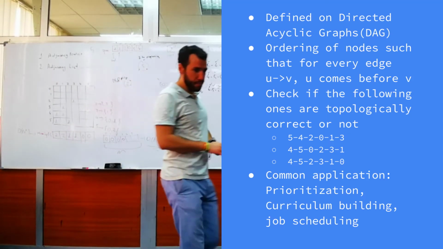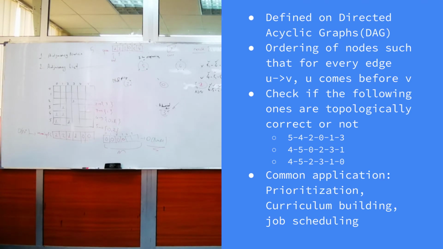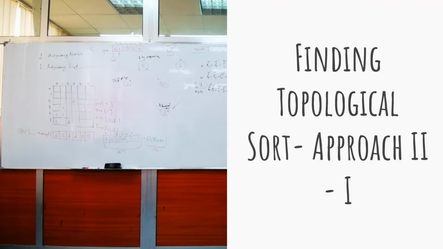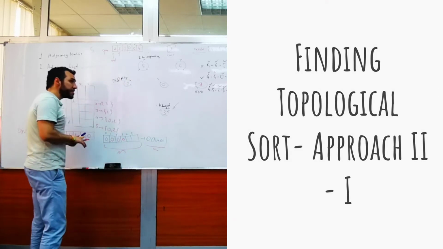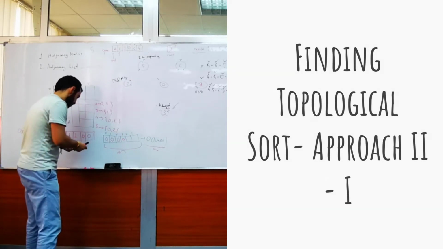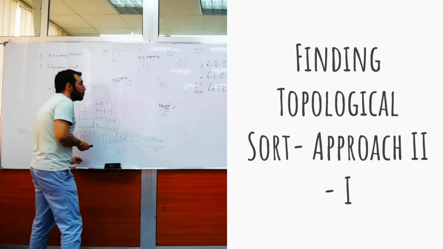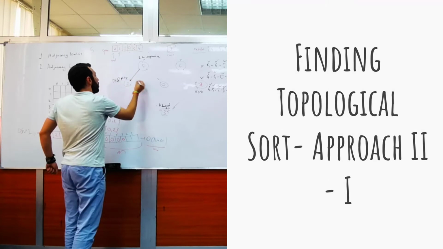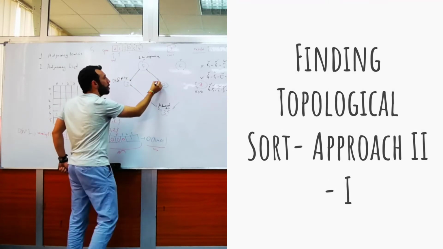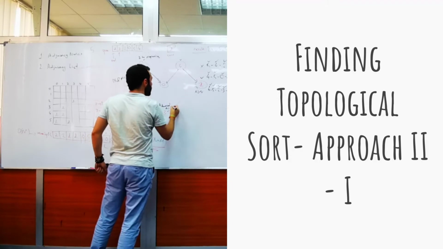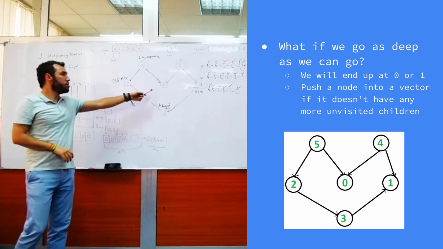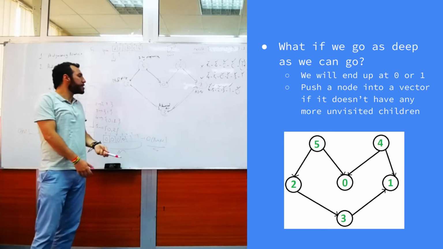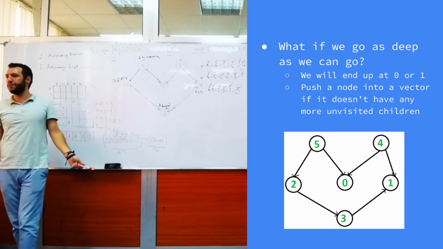So now we are going to take a look at the second approach. This time our question is, what if we go as deep as we can go? Let's say we start from 5. If we go as deep as we can, where are we going to hit? Either 0 or 1. And actually that's going to be the case no matter which node we start from.